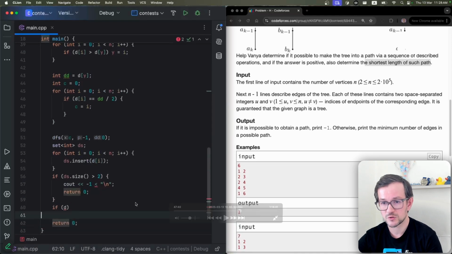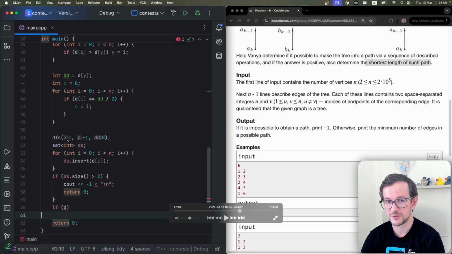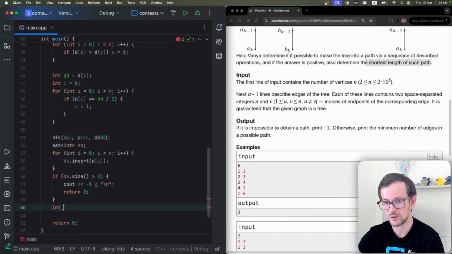So what I'm doing here, so I call DFS from this central node, find all the distances to all the leaves. So this set ds will contain all distances to all leaves. And see if I have more than 2, then it's incorrect. If I have 2, then I will do it like this.